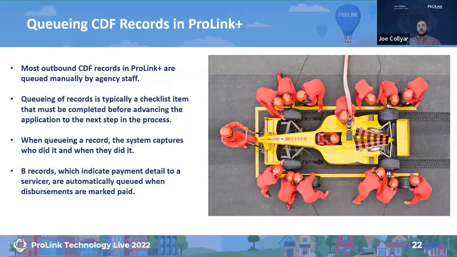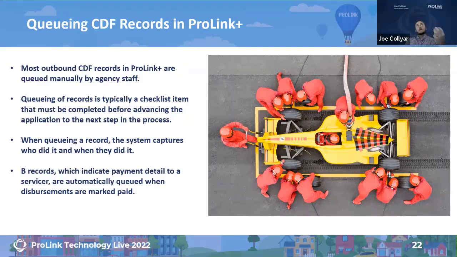manually queued by agency staff. The reason for this is that usually it's a step in the process of that application. Okay, we're ready to underwrite this application. All right, let's send an I record to the servicer. Let's get some more information from them so we know we are underwriting with the correct loan detail. We've approved them for benefits. All right, let's go ahead and queue up an A record so we can send that out.